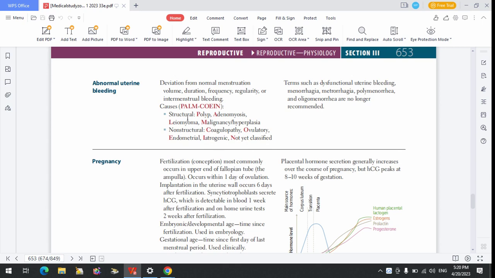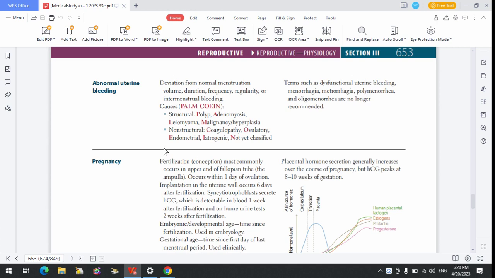So PALM, P for the polyps, A for the adenomyosis, L for leiomyoma, M for malignancy and hyperplasia, C for coagulopathy, O for the anovulatory cycle that I mentioned, maybe someone that has achieved menopause, because people that have menopause are no longer ovulating. So the unopposed estrogen effect from maybe the one that is coming from the adipose tissue can explain abnormal proliferation of the uterus. We can now shed irregularly.